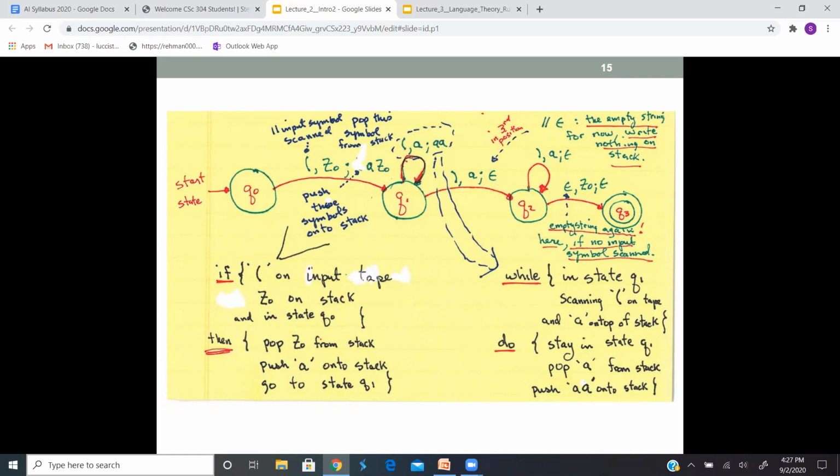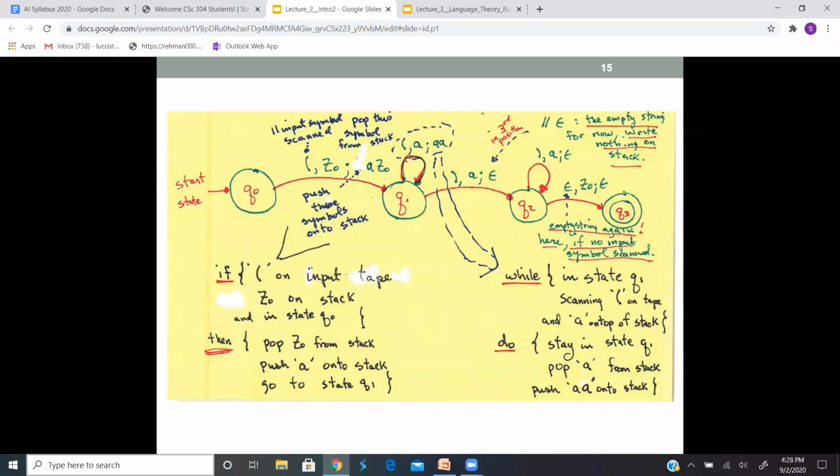And the way I tell my students, so that maybe you don't feel this is a Martian language, is you can think of it this way: go back to Q0, and you see a left paren, Z sub 0. Then write an A on the stack and leave the Z sub 0 where it was. That's like an if statement. If this, then do that. If you see a left paren and Z sub 0 in the top stack symbol, then write an A on top of the Z sub 0 and move to state Q1.